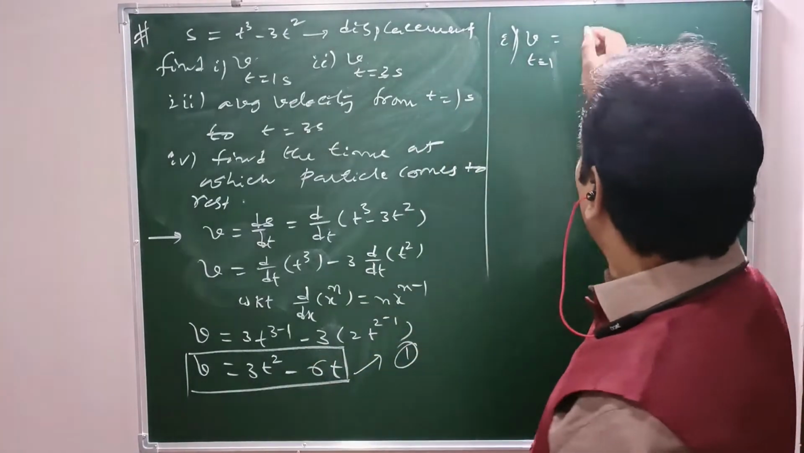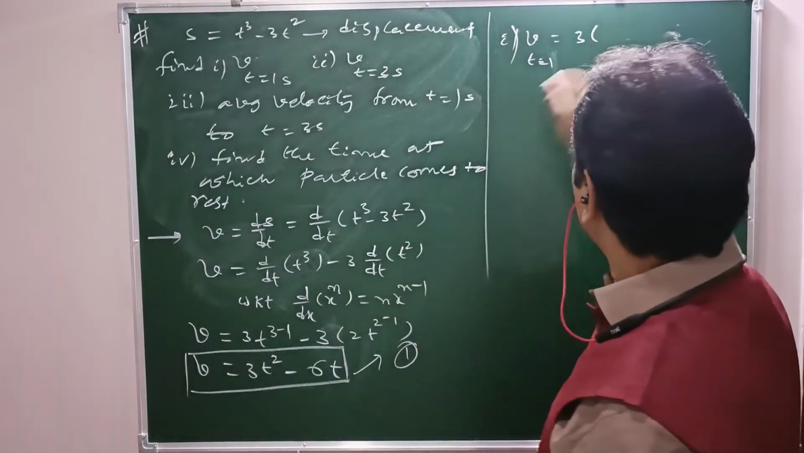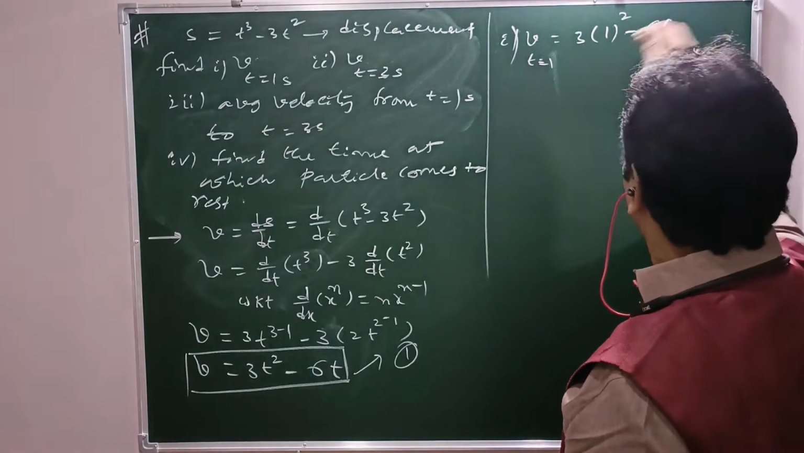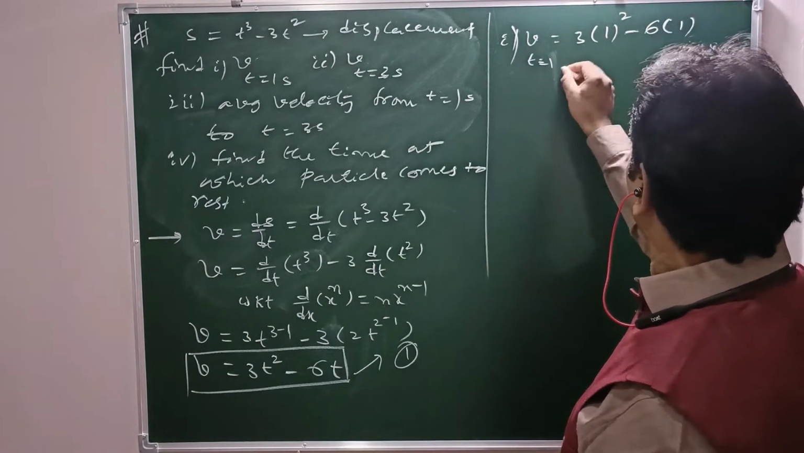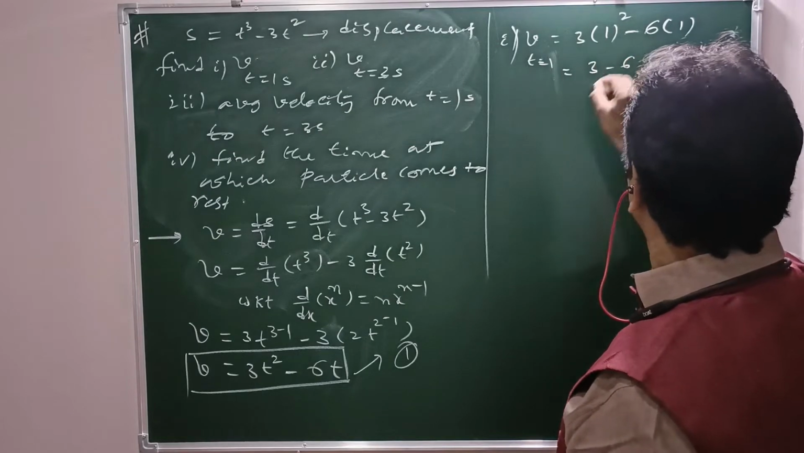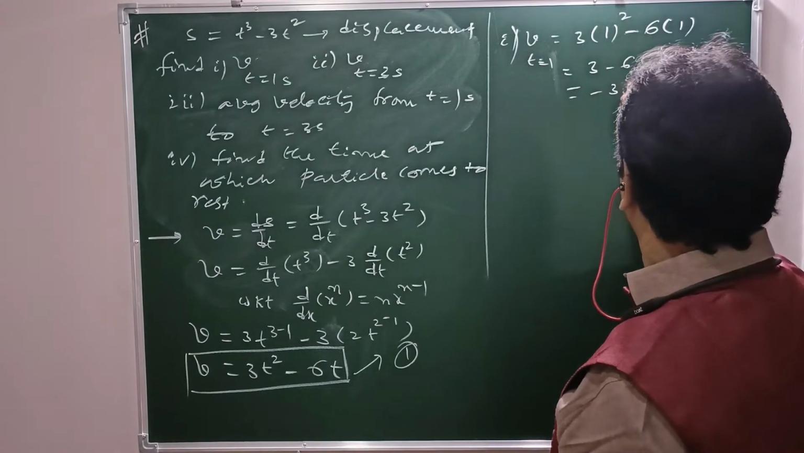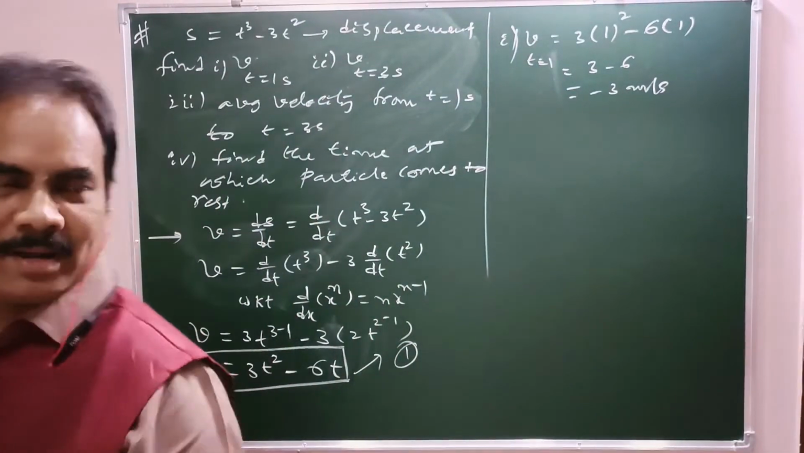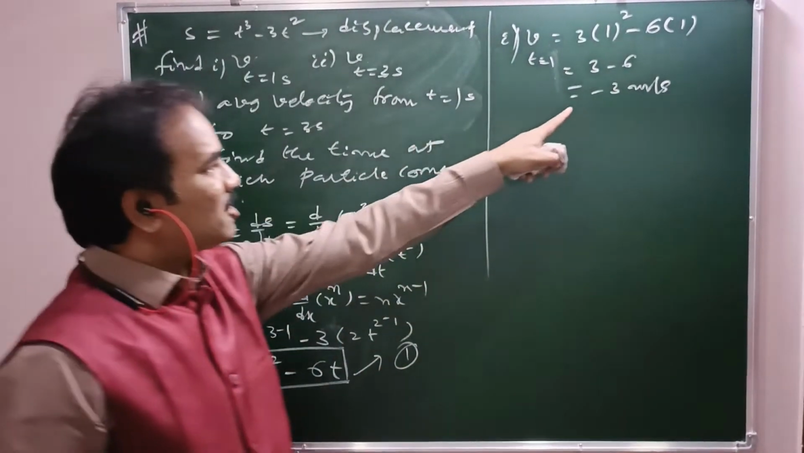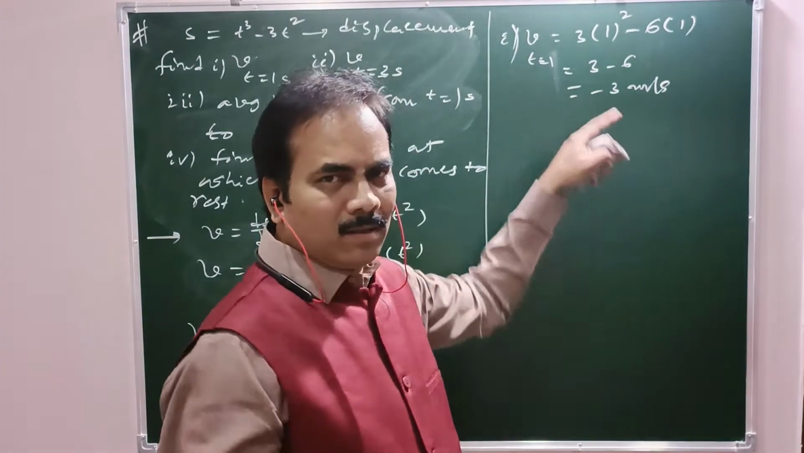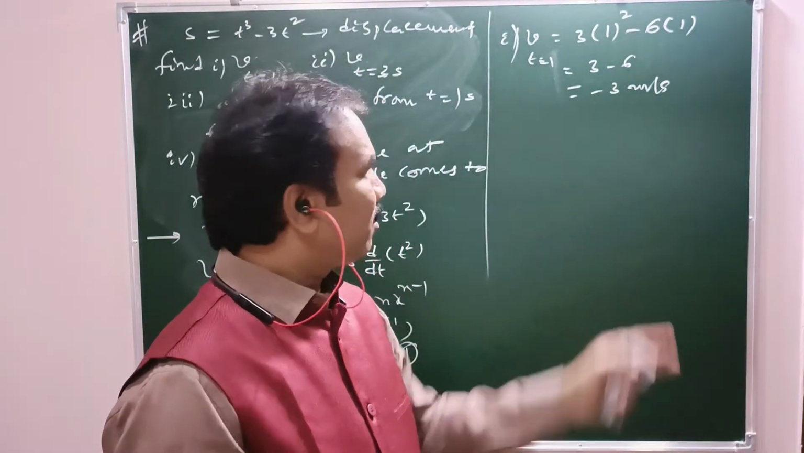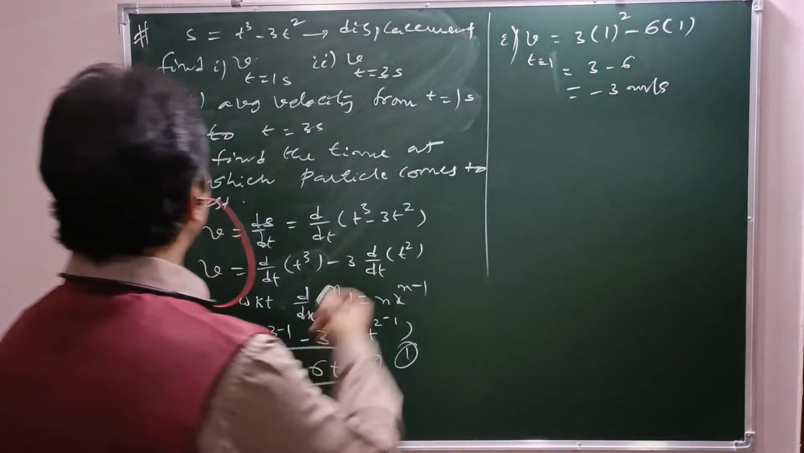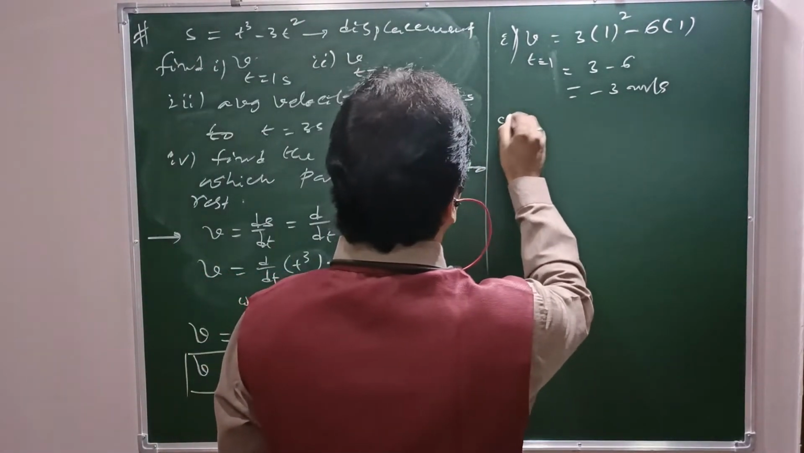3 into t square, where t square means 1 square, minus 6 into t, where t means 1. That is 3 minus 6, that is minus 3 meter per second. Minus 3 meter per second means negative direction. If velocity is negative, the particle moves towards the negative x-axis, as an example. Now coming to the second question, that is number 2.